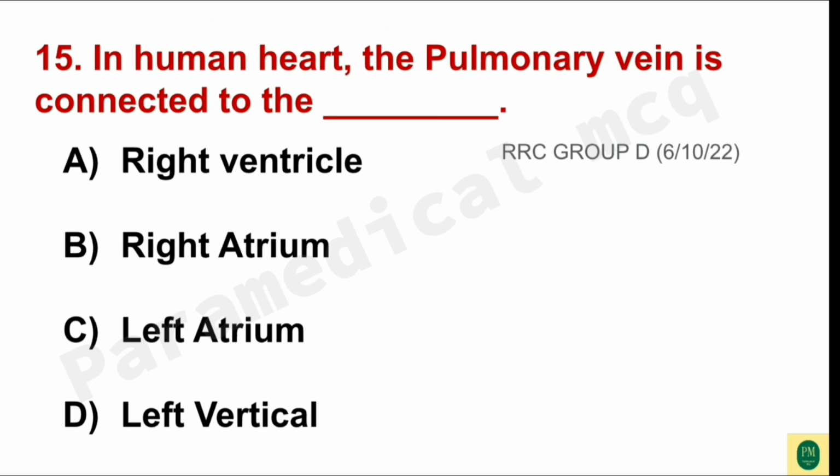In human heart, the pulmonary vein is connected to the dash. Option A, right ventricle. Option B, right atrium. Option C, left atrium. Option D, left ventricle. The correct option is option C, left atrium.